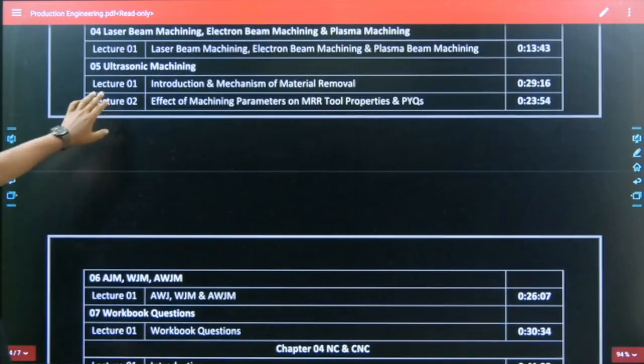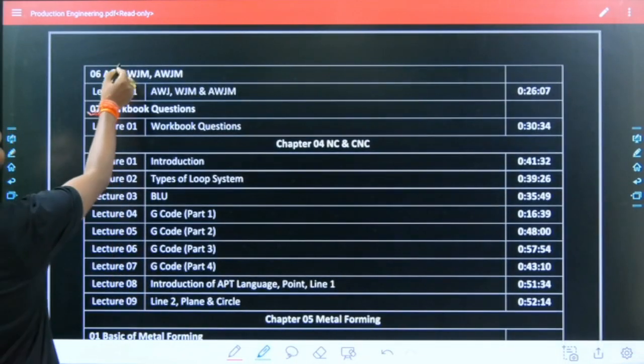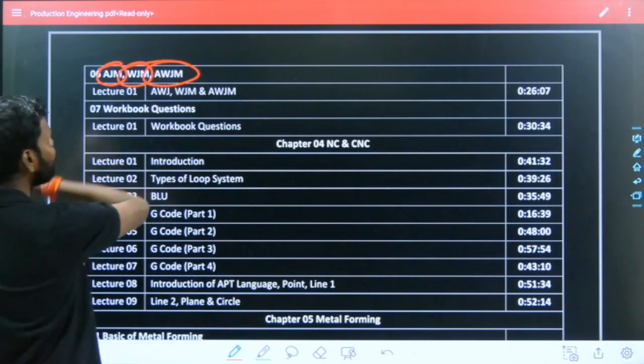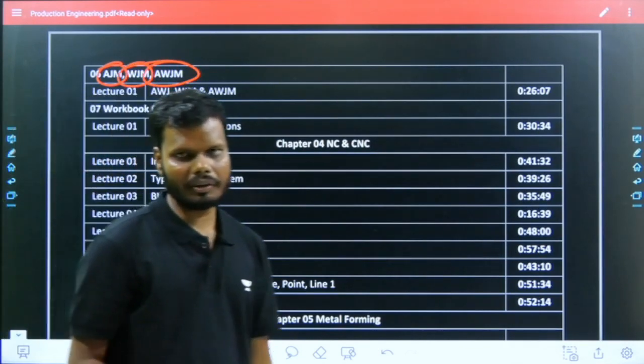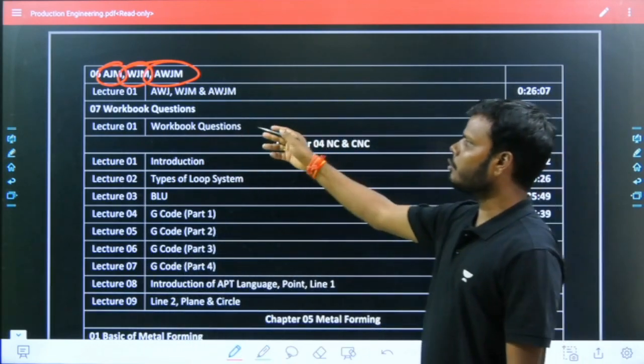Next, ultrasonic machining, and next one is AJM, abrasive jet machining, water jet machining, and abrasive water jet machining are also covered in this chapter. Okay. Next, last one is workbook questions are also covered.